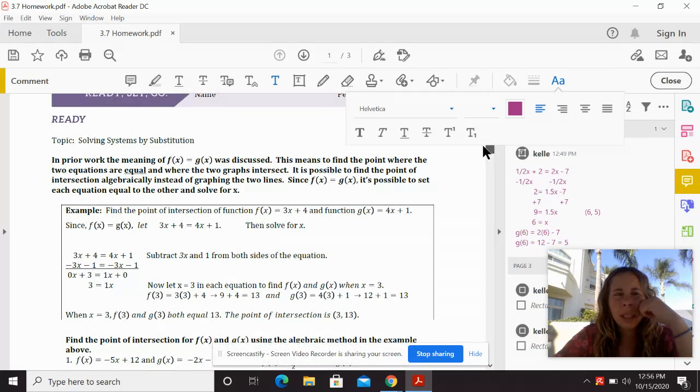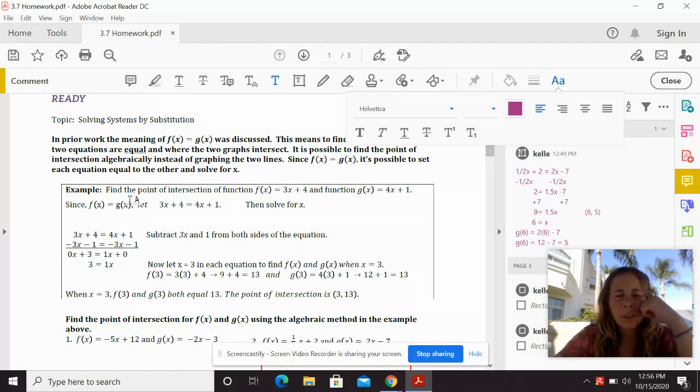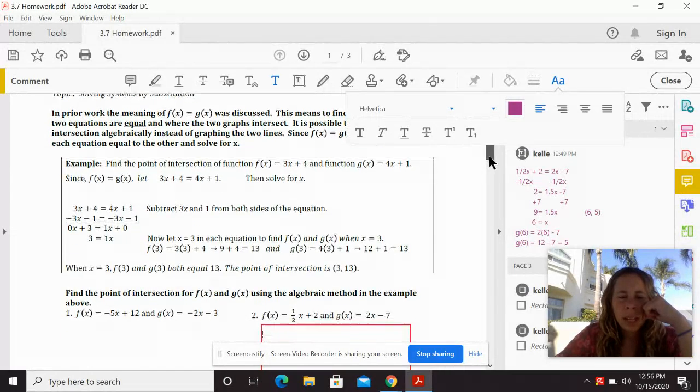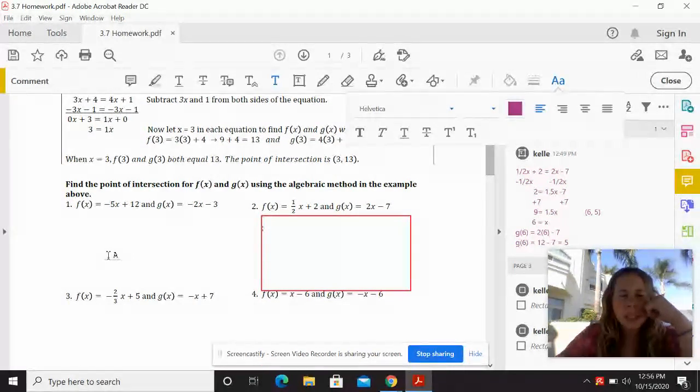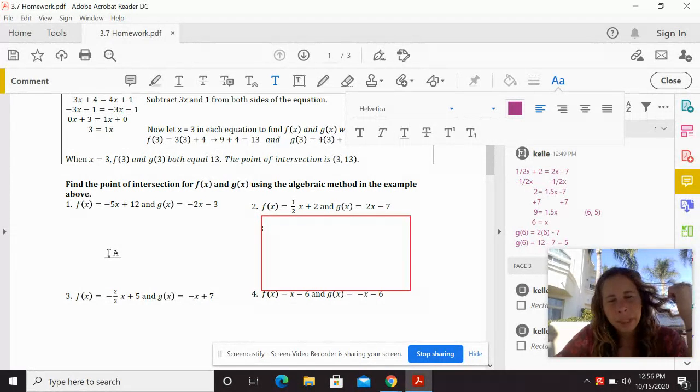So we did this at the very end of class. They give you an example that you can look at. And then number 1 we already did in class, so I won't do number 1 because that seems silly.